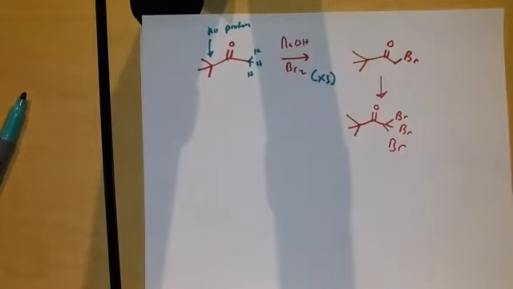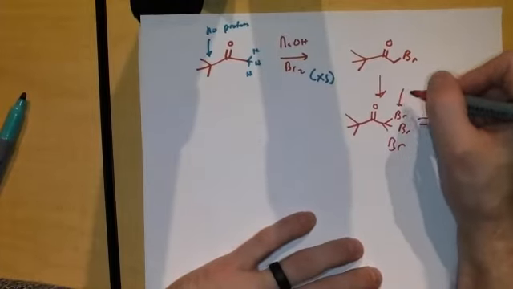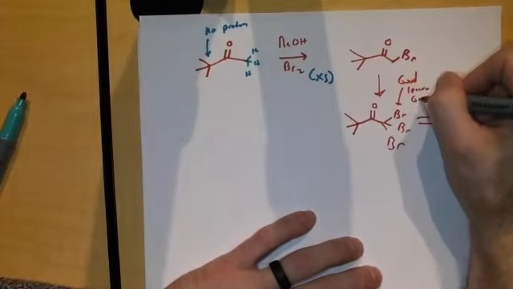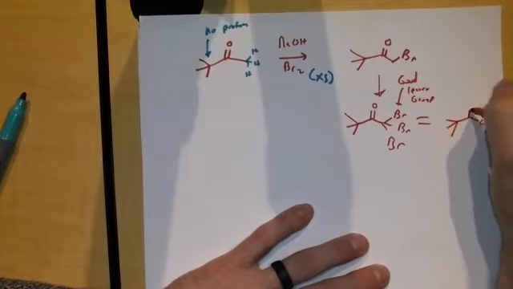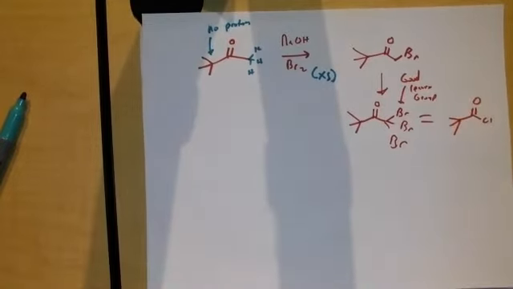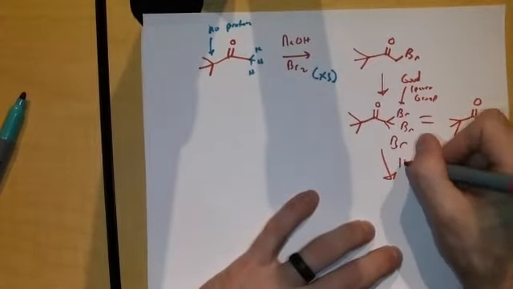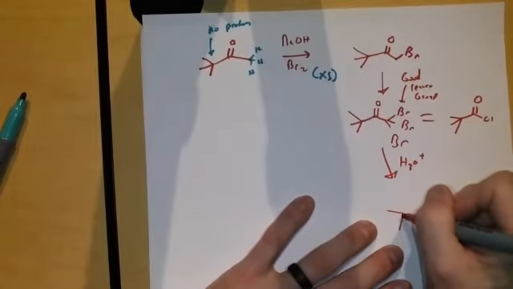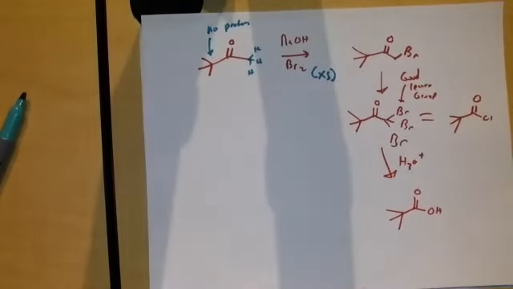And this CBr3 group I just made is a really good leaving group. And this is really similar to an acid chloride. So if I was to throw in H3O+, I can change this to a carboxylic acid.